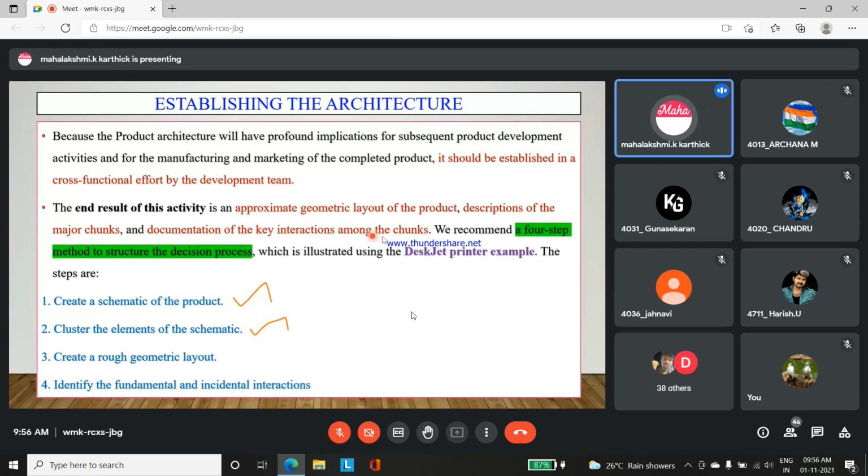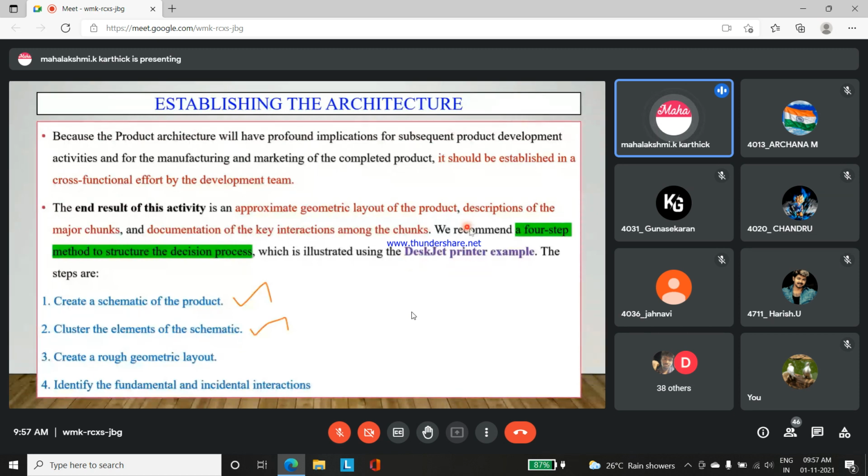Documentation of the key interactions among the chunks. Even though there are physical parts available for a product, what each and every part will be doing, what are the functionalities. If two chunks have to be integrated together and do some functionality, everything will be in a documented fashion in this stage. Then there are 4 steps involved in establishing the architecture, a very important topic, an important 16 mark question, frequently asked, so I can say 13 marks also. The best example taken in your book is the toaster printer.